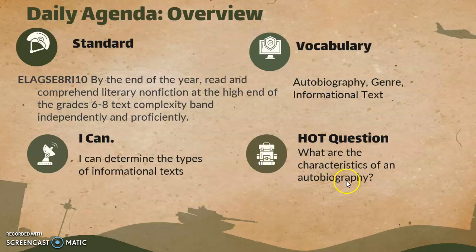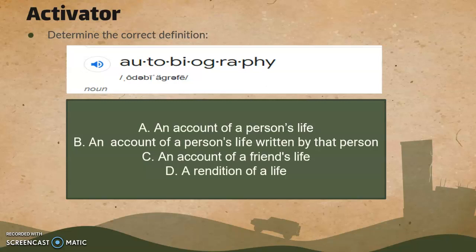And then the hot question is, what are the characteristics of an autobiography? So pause the video and go ahead and determine the correct definition of autobiography. Would it be A, an account of a person's life, B, an account of a person's life written by that person, C, an account of a friend's life, or D, a rendition of a life? So go ahead and pause and then try to answer. So it's B, it's an account of a person's life written by that person. That is the true autobiography.